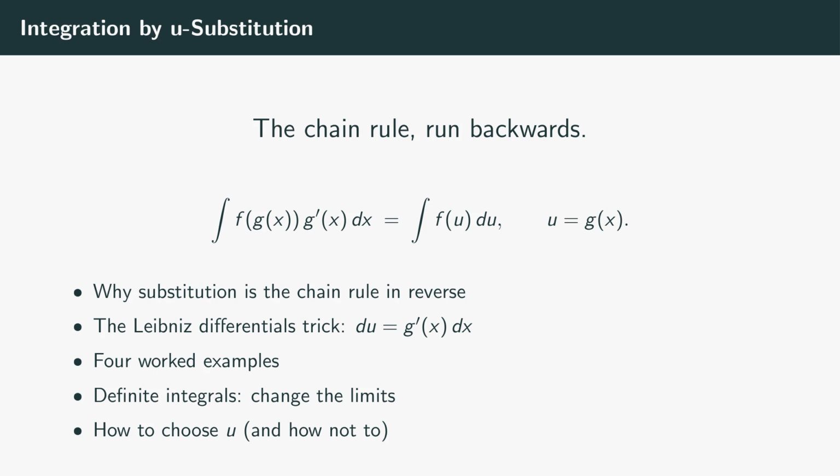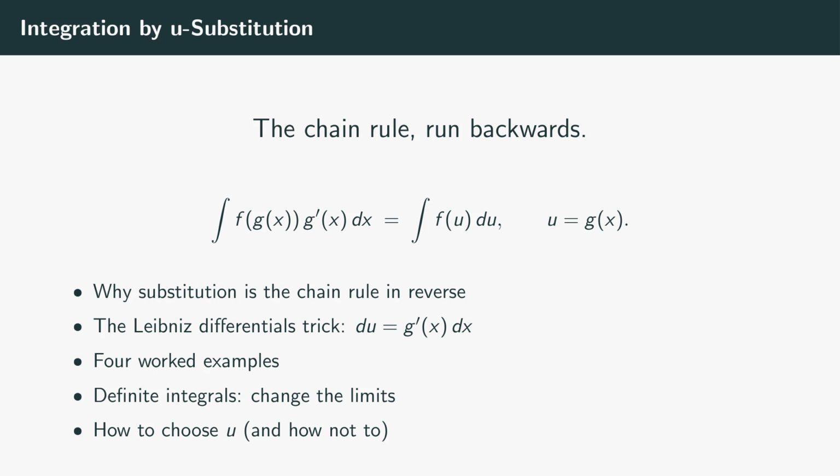Integration becomes a hunt for antiderivatives, and the whole rest of integral calculus, frankly, is a catalog of techniques for that hunt. There are two big ones, and they are the two big differentiation rules played in reverse. The chain rule, run backwards, is the method of substitution. The product rule, run backwards, is integration by parts. Today is substitution, next episode is parts.